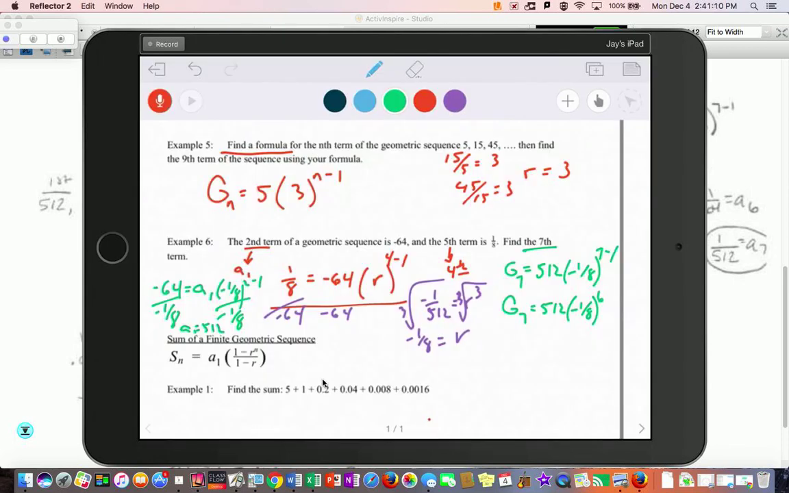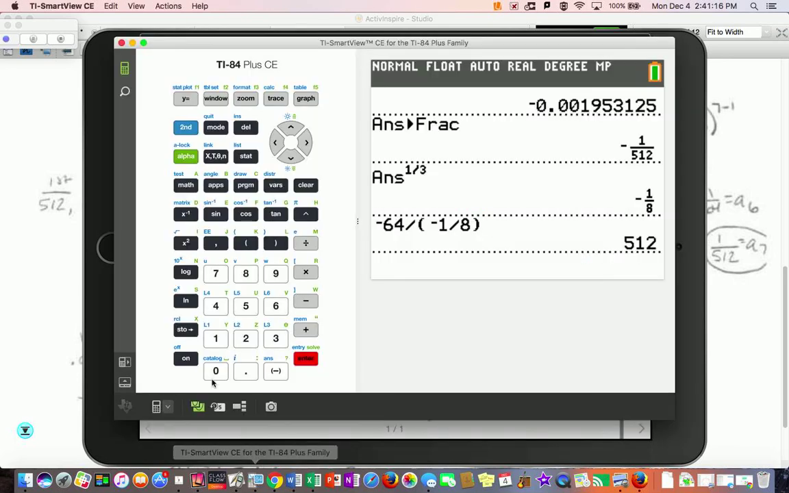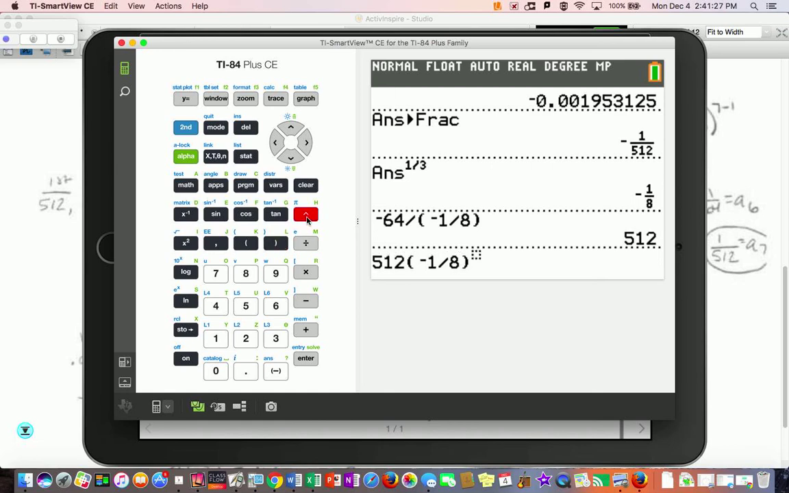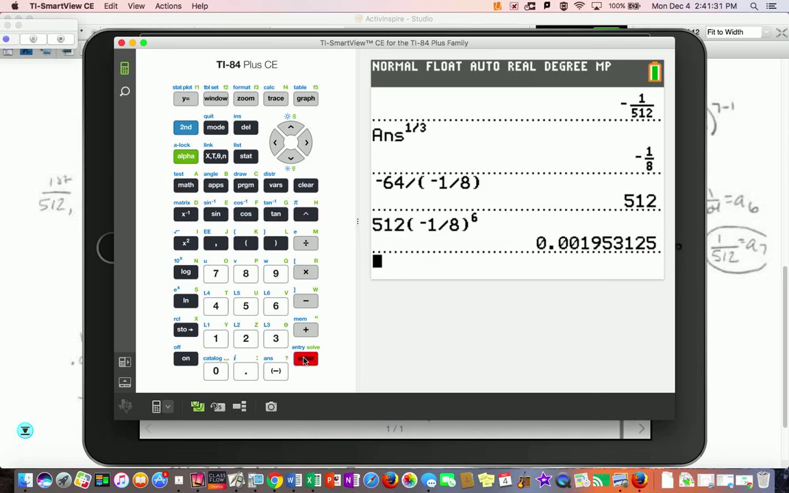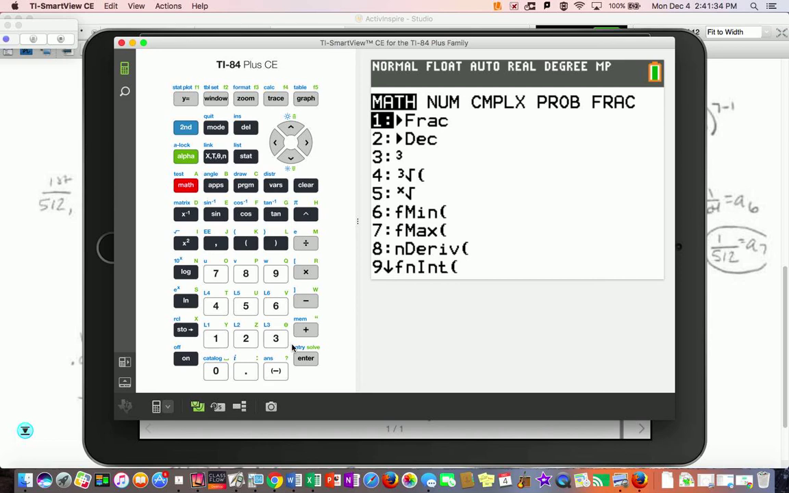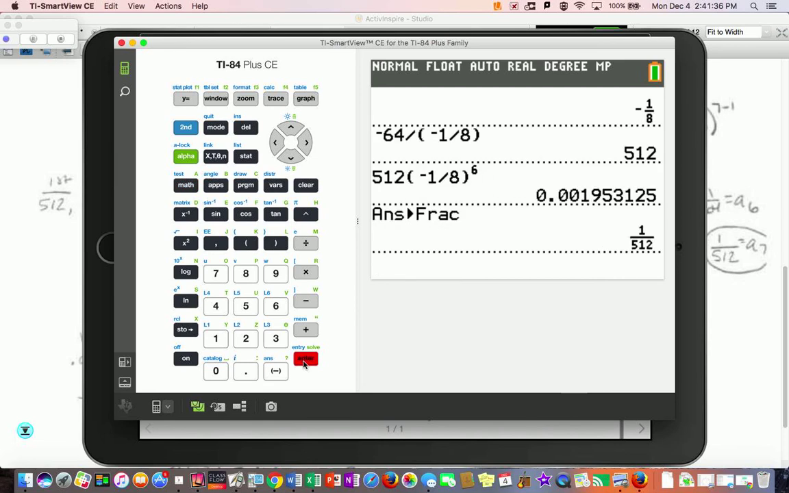So now I'm doing this. So we're going to type that into our calculator. 512, the r value we found was negative 1/8. And we're raising that to the 6th power, 7 minus 1. And again, let's hit math, enter, enter. And g sub 7 is 1 over 512.